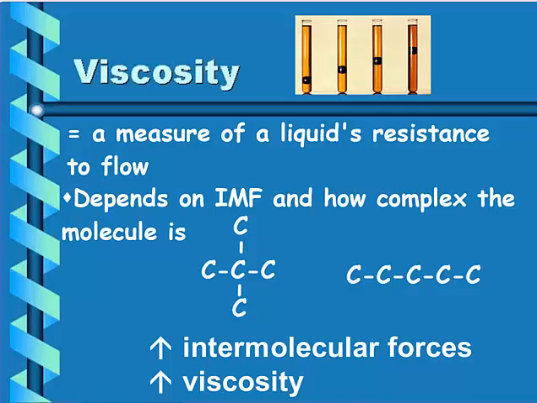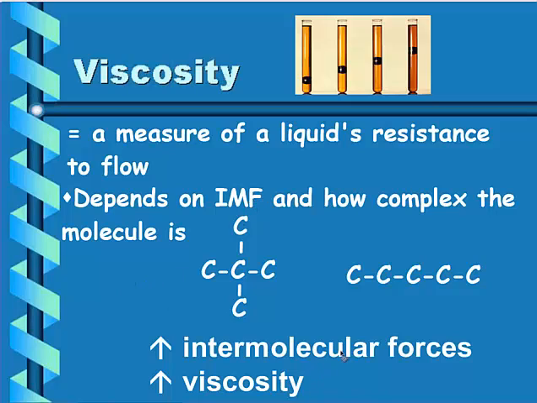Viscosity is a measure of a liquid's resistance to flow. The greater the viscosity, the thicker it is, or the slower it's going to flow. If we look at all these pictures on the top of the four liquids, assuming that the marbles had been dropped at the same time, this last one would have the greatest viscosity, and the first one would have the lowest viscosity. Viscosity depends on how strong the intermolecular forces are and how complex the molecule is.